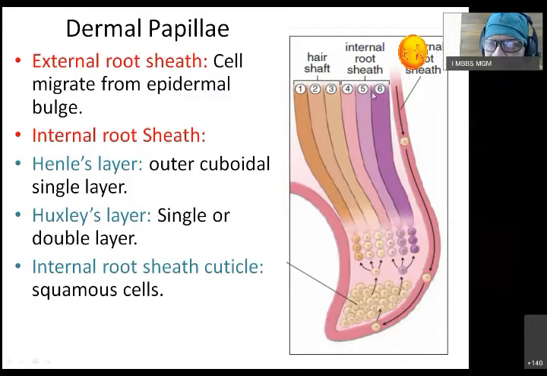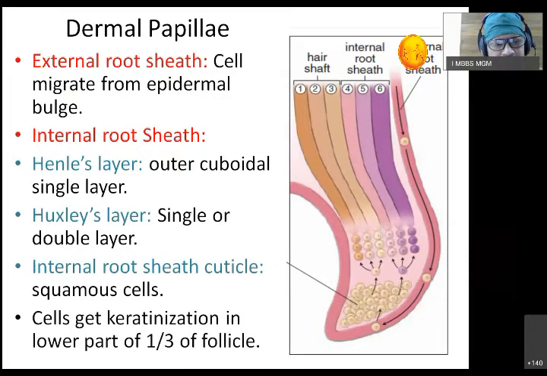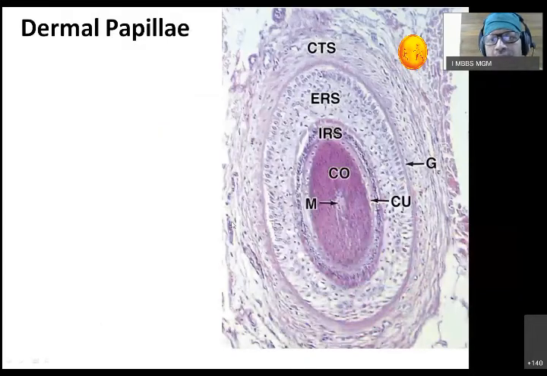So Henle's layer is outermost. Huxley's layer is the second one, and then there is the cuticular layer. Then it becomes squamous cells, from cuboidal to squamous cells. As we go ahead, the inner three layers' cells start keratinizing. Now, as you can see, this is a cross section. You can see the external root sheath. That is where the cells are migrating. Internal root sheath: try to see it carefully.